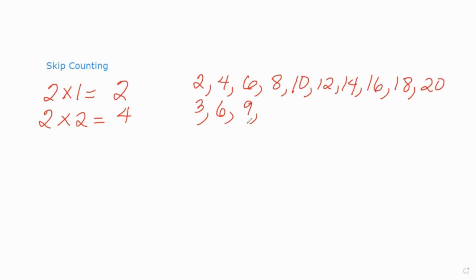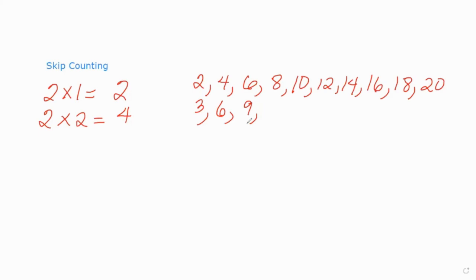Okay, so that's how people multiply on their fingers. They say two times one is two, two times two is four, two times three is six, two times four is eight, two times five is 10. So for two times five, let me put up five fingers: two, then when I add two, four, when I add two, six, when I add two, eight, when I add two, 10. And so this is how they use their fingers.